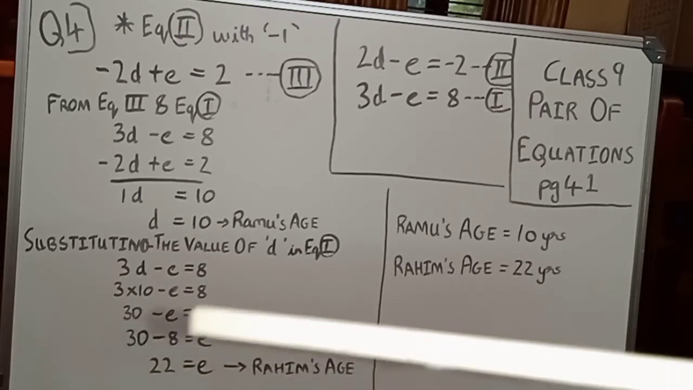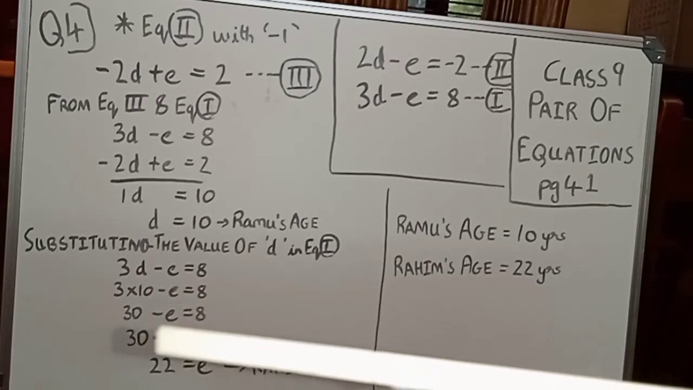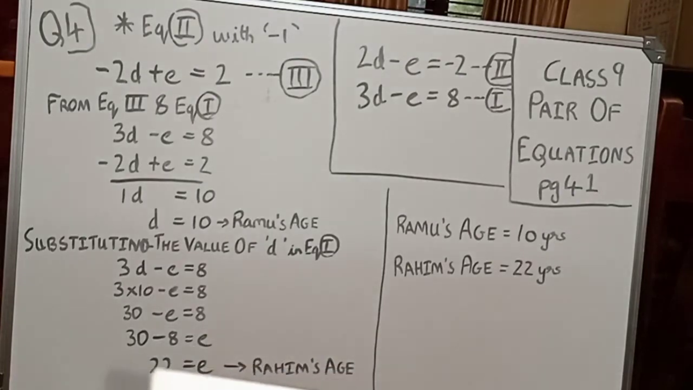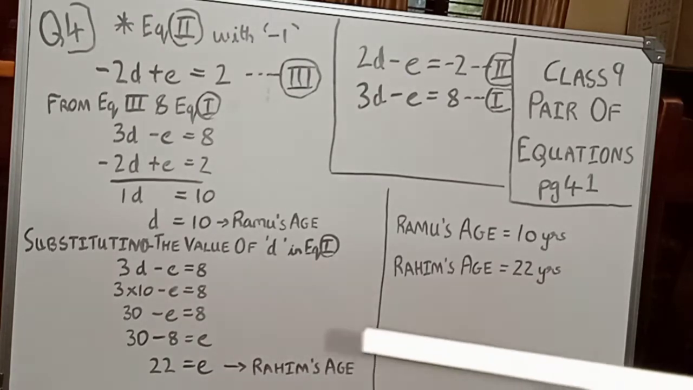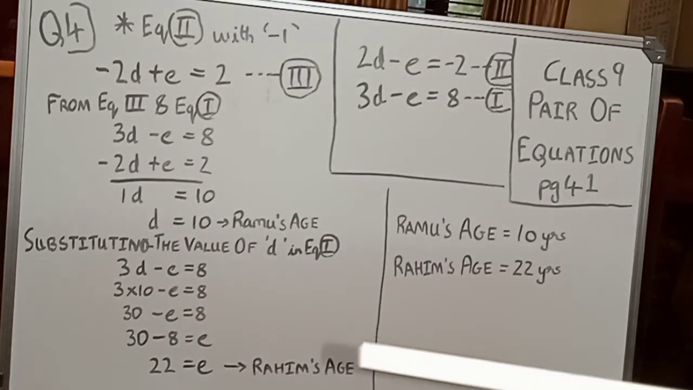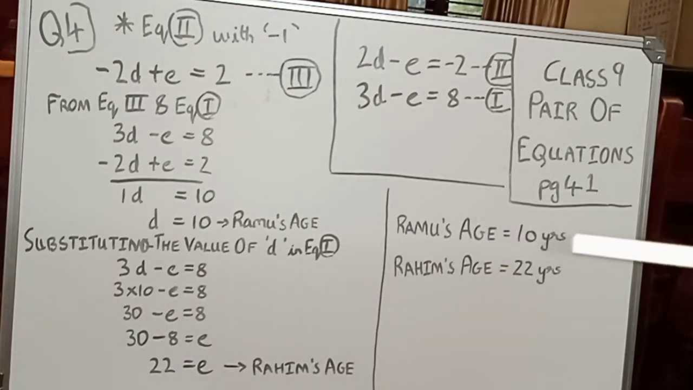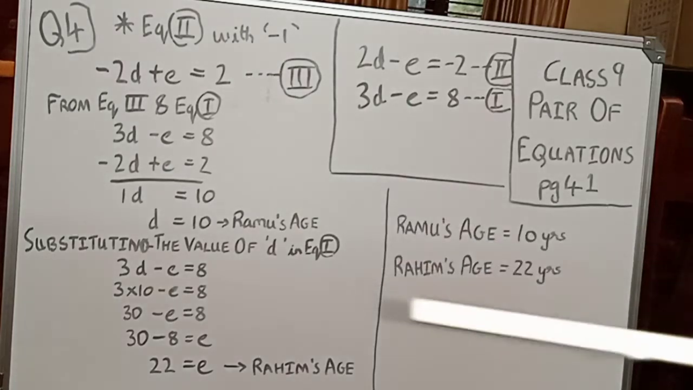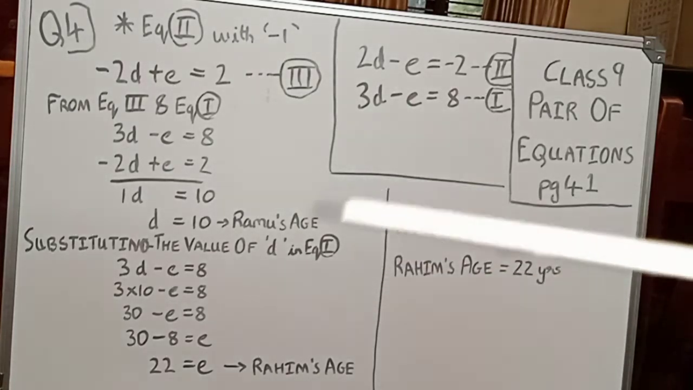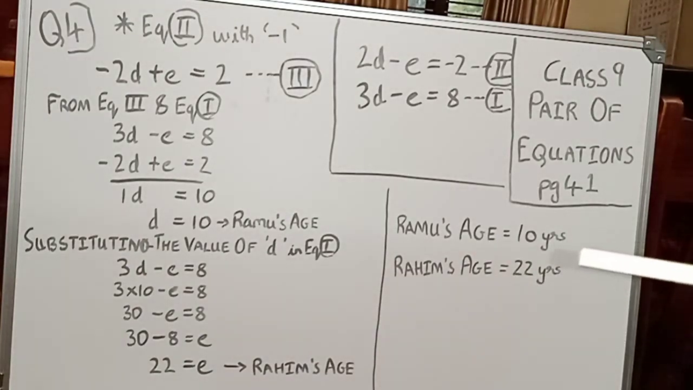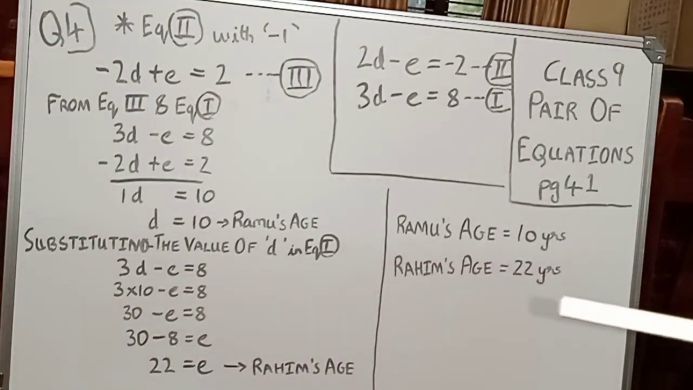This minus e, when you take to the opposite side, will become plus e. And this plus 8, when you take to the opposite side of equal to, will become minus 8. So 30 minus 8 equals e. If you do 30 minus 8, you will get 22. So e is equal to 22. That is how you have found out Rahim's age, which is 22 years. This is how you have found out Ramu's age as 10 years and Rahim's age as 22 years. In this way you have to write down in full form that Ramu's age is equal to 10 years and Rahim's age is 22 years.